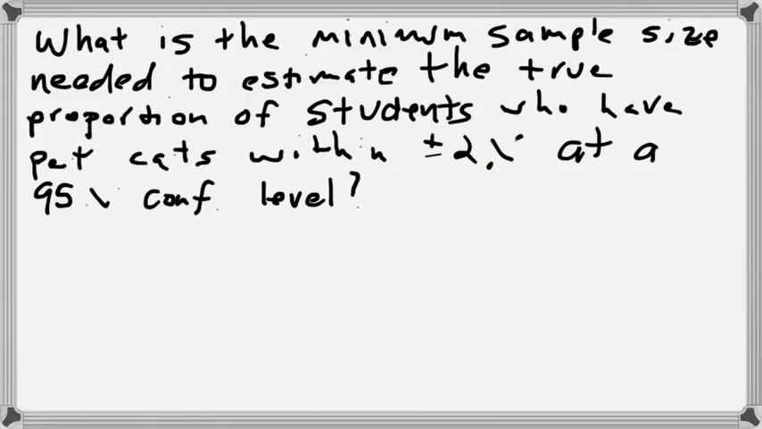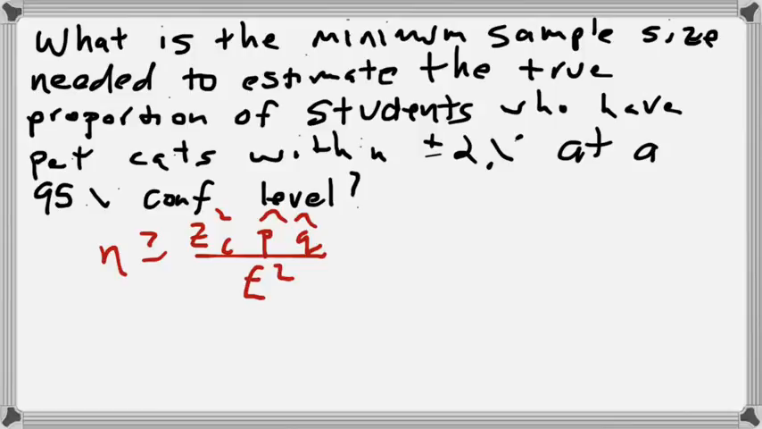So what's the minimum sample size needed to estimate the true proportion of students who have pet cats within plus or minus 2% at a 95% confidence level? So there's my formula again. And since no reasonable estimate is given, you'll see some problems in your homework. They actually tell you to use 48% or use 21%. But let's just imagine I have absolutely no idea how many people have pet cats right now. So I have no reasonable estimates. So we're going to use 0.5 and 0.5 for p hat and q hat.